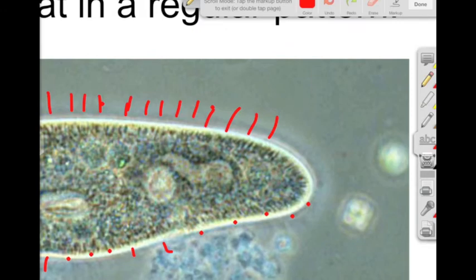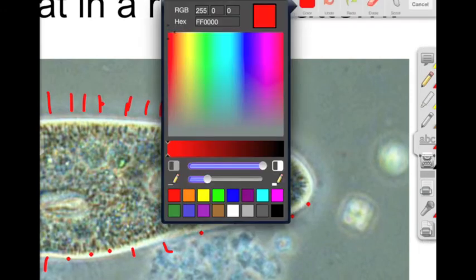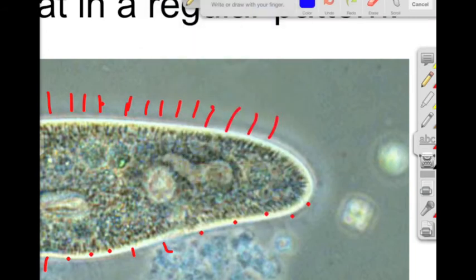you wonder, well, what is, let's switch up our colors here. You wonder, well, what's this? What is that stuff just underneath? And it kind of carries on around the cell. What is that?